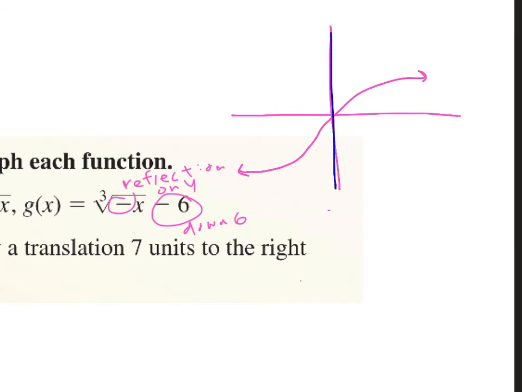So this is our y-axis. We flip it according to that. So it now looks like this. And then we just take it and shift it down 6. So if we start at 0, we're going 1, 2, 3, 4, 5, 6. So it now goes through there. So this blue graph is our graph of g of x.